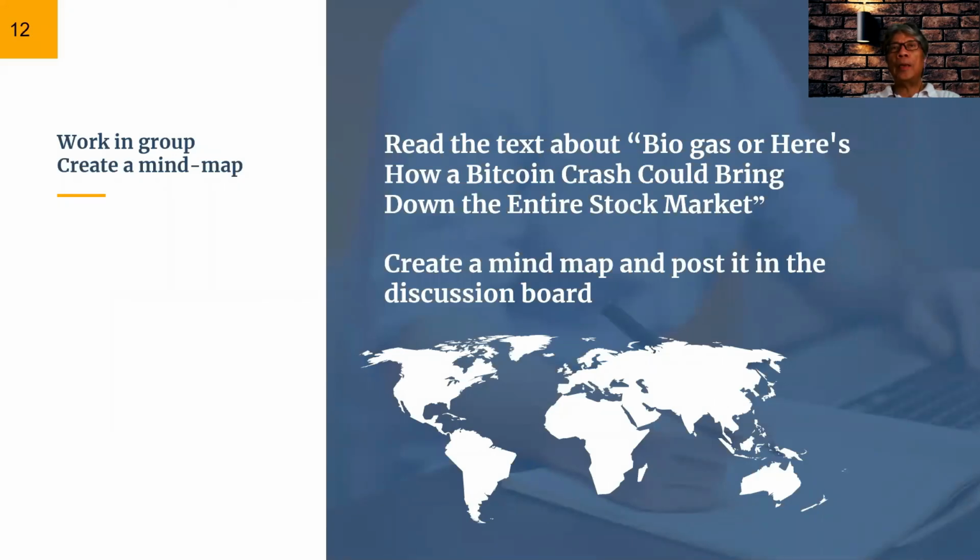You're going to read a text called "Here is how Bitcoin crash could bring down entire stock market." Your job is to create a mind map and post it in the discussion board. I'm going to give you the instruction later in the text. So what you have to do, it's clear. You have to create a mind map, and then you have to post that maybe in the discussion board. Maybe you have to submit that through email. I'm going to give you the instructions later in writing. Thank you.